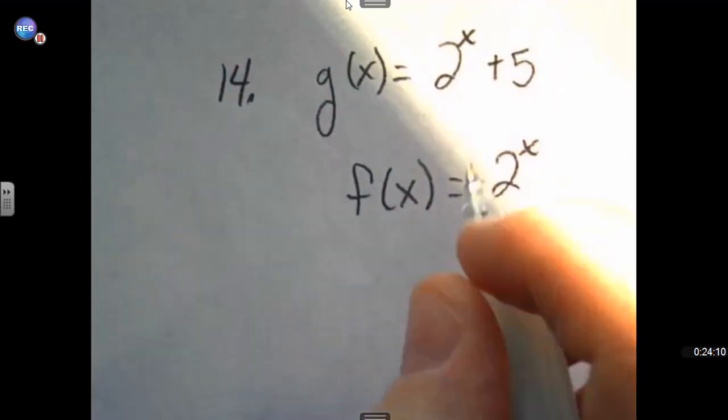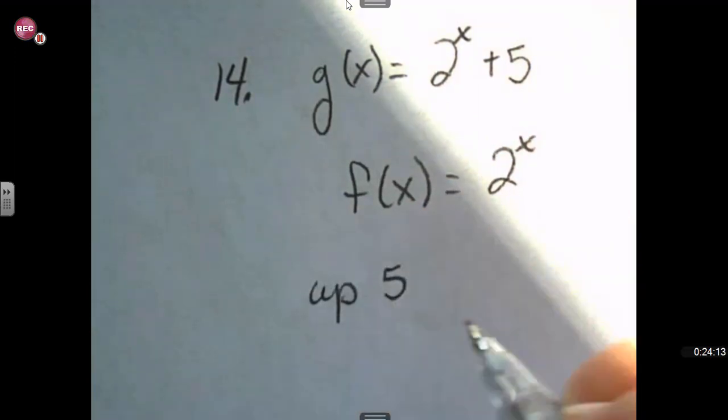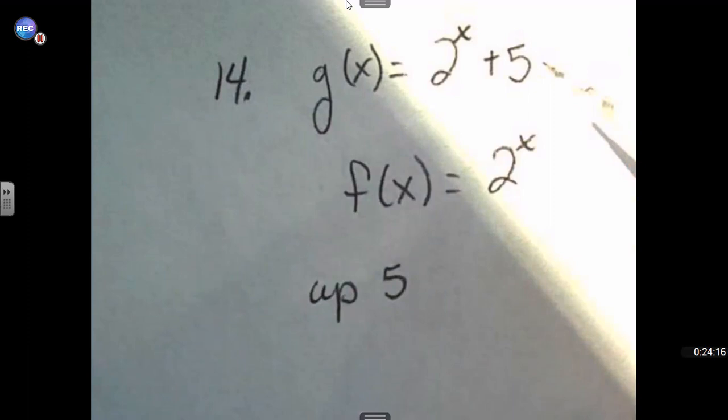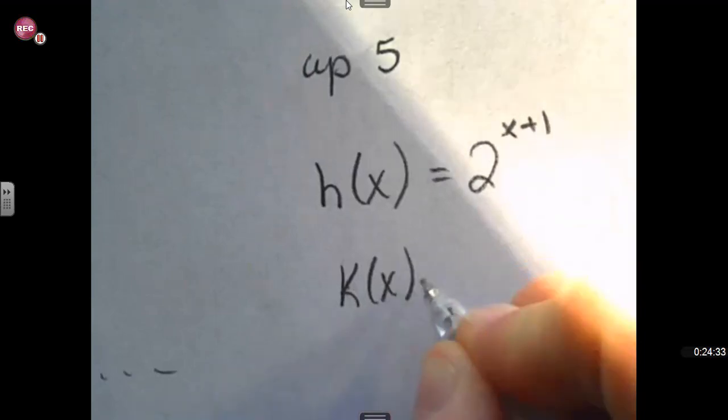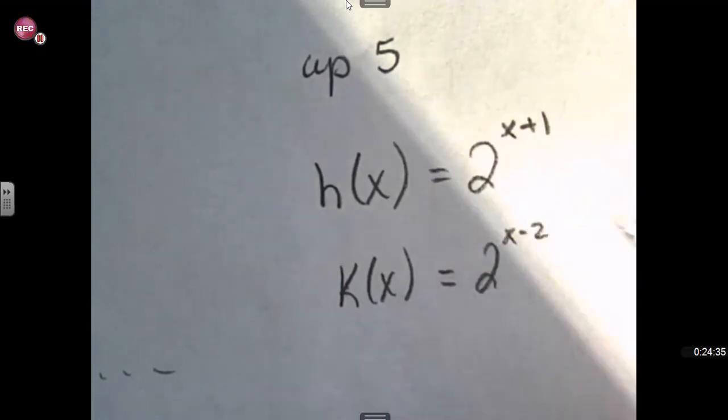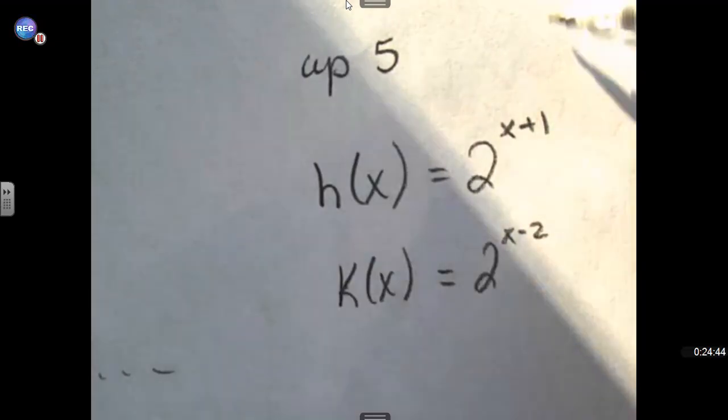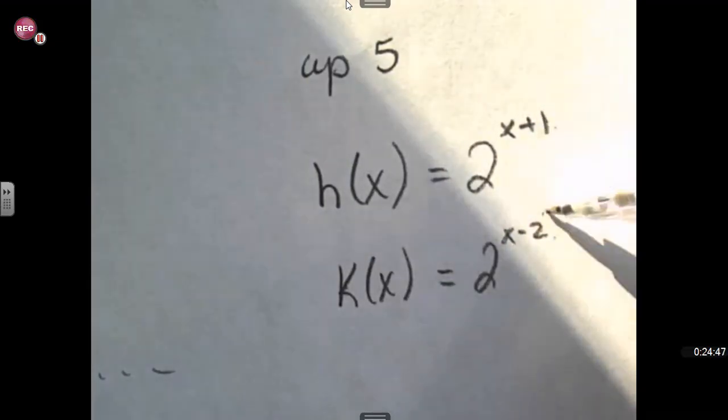To move the graph up 5. If that were negative, it would be down 5. If that were 2 to the x plus 1, that would go left. Or if it were K of x equals 2 to the x minus 2, that would go right. Okay, so when it's out here, that goes up or down. When it's up here, it goes left or right. Okay. All right, that is that.